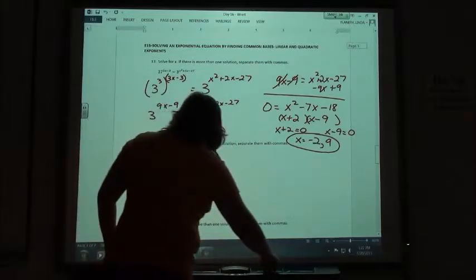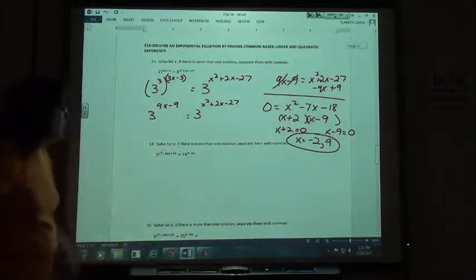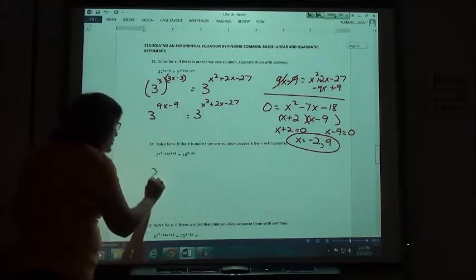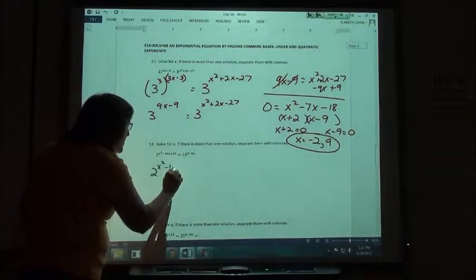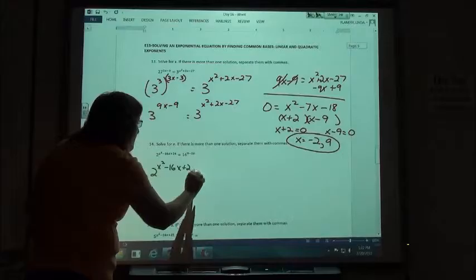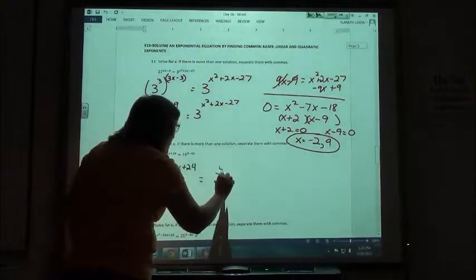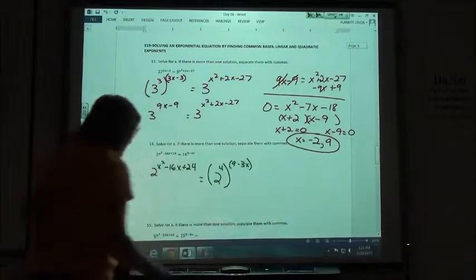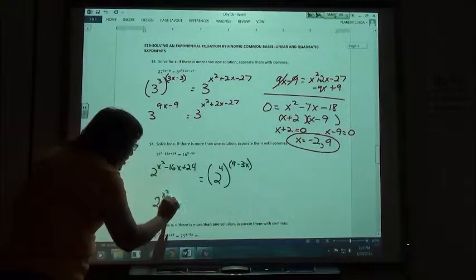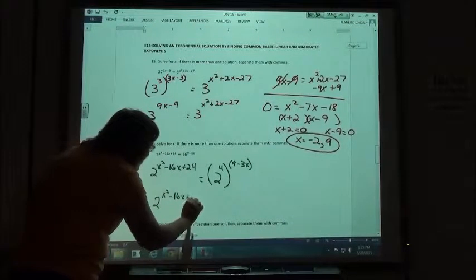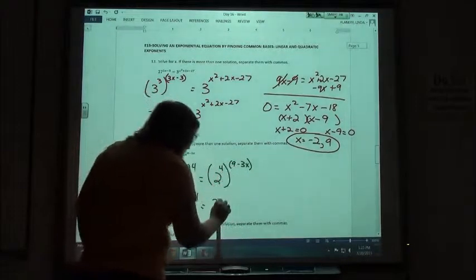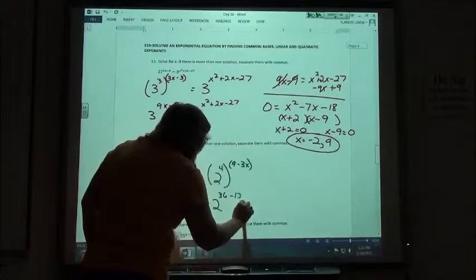So number 14, same kind of thing. I can rewrite 16 as 2 to the 4th power. So 2 to the x squared minus 16x plus 24 is going to equal 2 to the 4th raised to the 9 minus 3x. So 2 to the x squared minus 16x plus 24 is going to equal 2 to the 36 minus 12x.